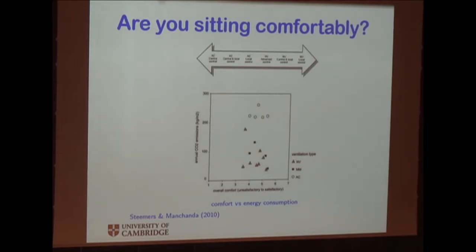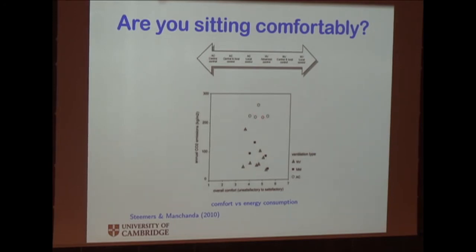Of course, when you're all sitting there, you're wondering how comfortable you are. What I show here is a study carried out in Cambridge on overall comfort compared to the CO2 emissions of various buildings. So down here are naturally ventilated buildings with relatively low carbon emissions, and up here are fully air-conditioned buildings with high carbon emissions. And what you can see on this comfort scale from unsatisfactory to satisfactory is there's really no difference. People are equally comfortable or uncomfortable irrespective of the building type.